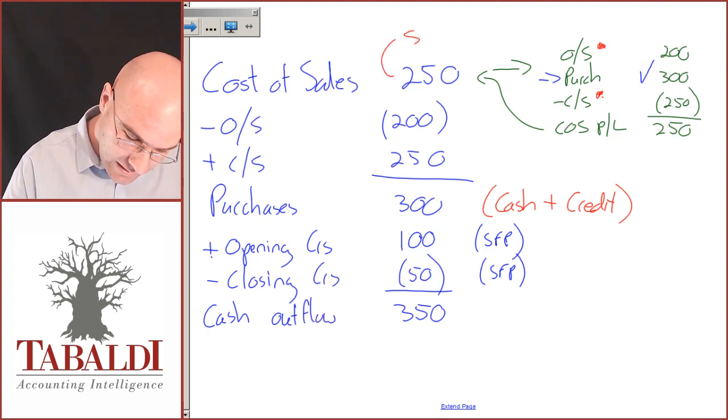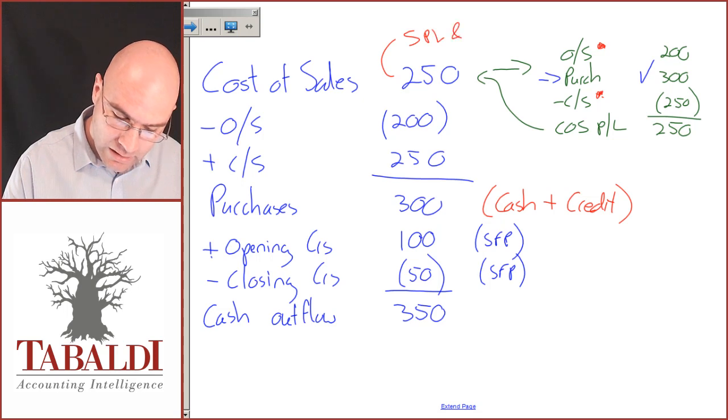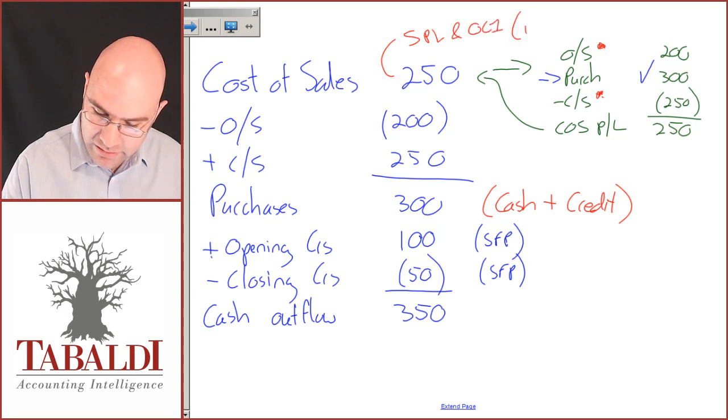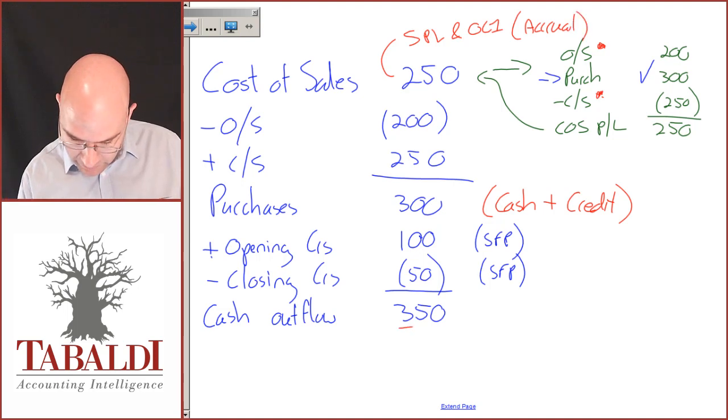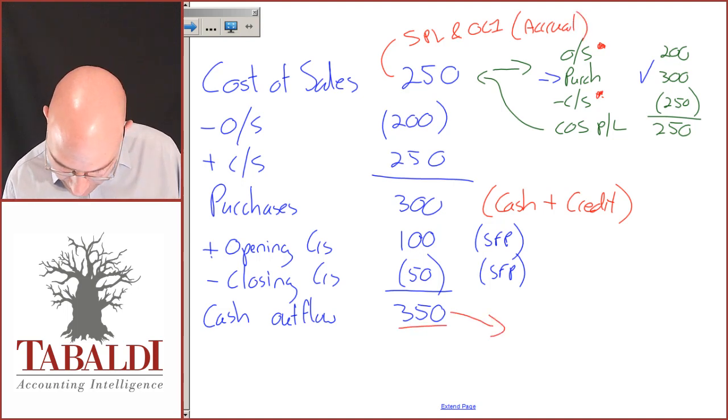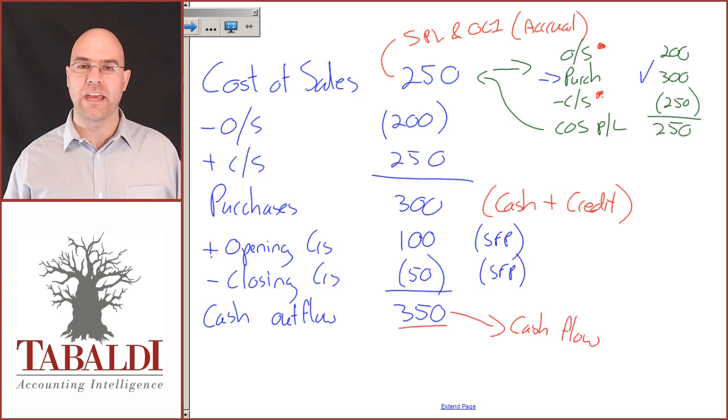This top one is the statement of profit or loss and OCI, which is accrual accounting. And then the 350 at the bottom that I've got to is the cash flow. And that's going to be in the statement of cash flows.